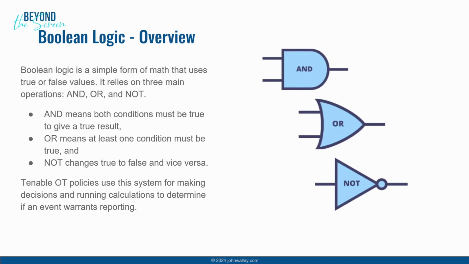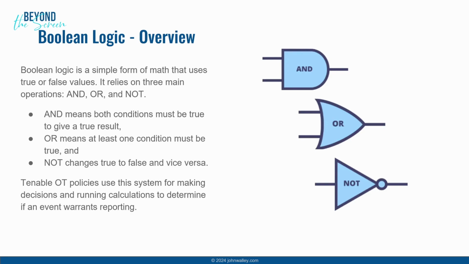And then the final one is this not statement, where it changes true to false or vice versa. So an example of this, if we said 1 is not equal to 2, that would be a true statement. And that can be a little bit confusing, especially when we start nesting these together. And we're going to talk about that throughout this episode.